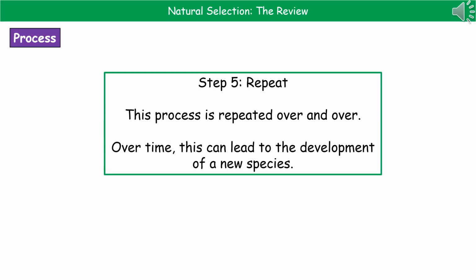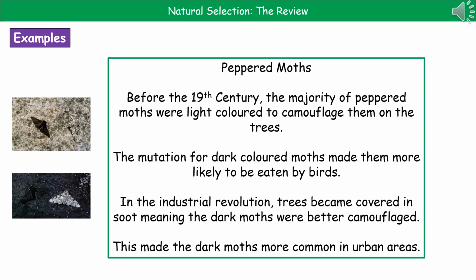The final stage is that this is repeated over and over again. As we've said, this doesn't happen overnight, but it happens over many years and many generations. So what we see is that process of the variation leading to survival of the fittest, which then leads to the reproduction and the passing on of those advantageous characteristics, takes place time and time again, and over that long period of time we can actually get a new species developing.